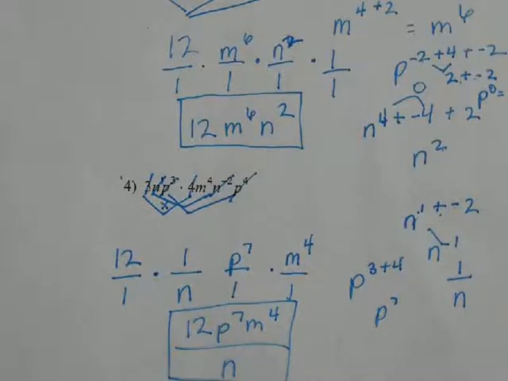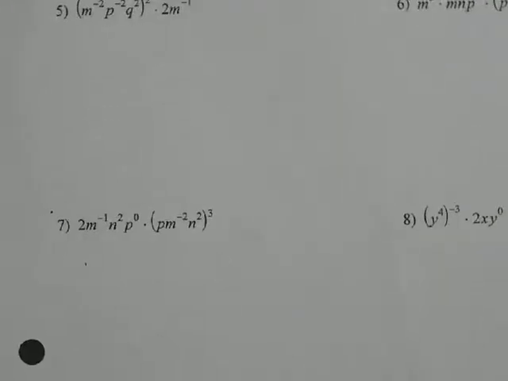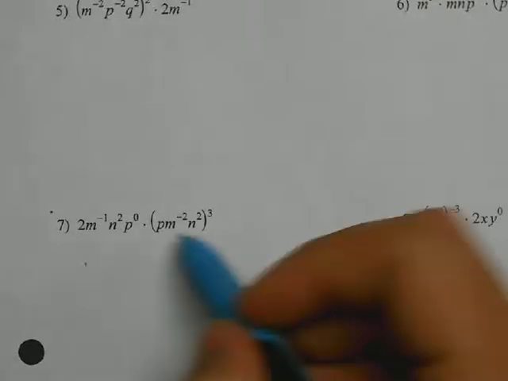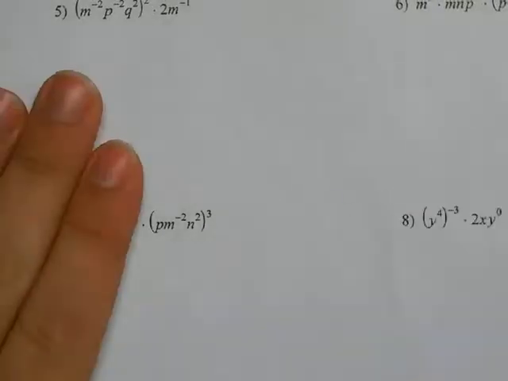Let's scoot that up. The last one I'll work on the front side would be number 7: 2m to the negative 1, n to the 2nd, p to the 0, times the quantity pm to the negative 2, n squared, cubed. So first step, we have a power of a product here. We have to take care of this power of a product before we even touch this. I would almost look at this problem like that. I need to solve that.